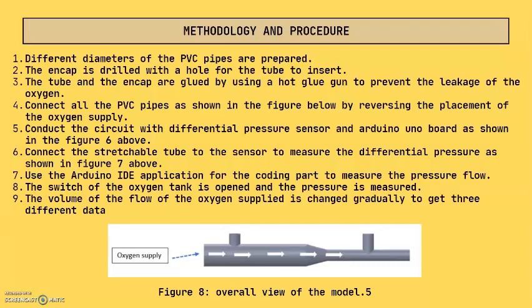From the slide that Jinru already presented, connect the stretchable tube to the sensor to measure the differential pressure as shown in figure 7, which Jinru showed just now. Then we use the Arduino IDE application for the coding part to measure the pressure flow. The switch of the oxygen tank is opened and pressure is measured. The volume of the flow of the oxygen supply is changed gradually to get three different sets of data.